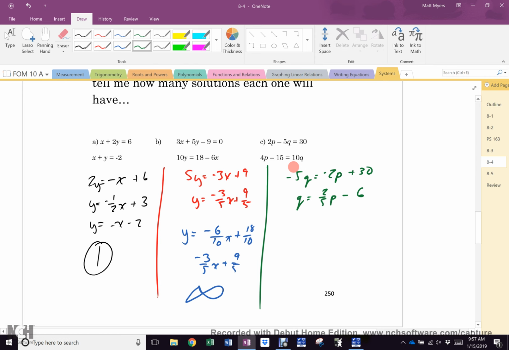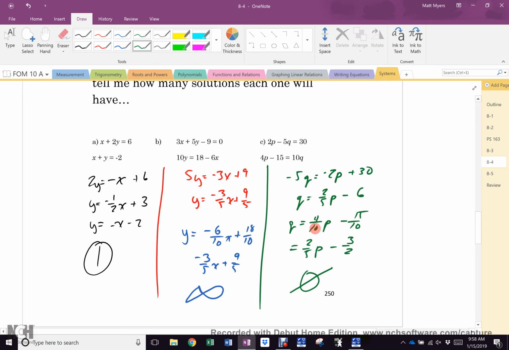So since I isolated Q, I got to isolate Q here. It's already isolated. So Q equals 4/10 P minus 15 over 10, which I then simplify to 2/5 P minus three halves. Two fifths, six, three halves. Same slope, different y-intercept, zero solutions. A very easy thing to check if you have a complicated system, right? If you drop it into slope-intercept form, you see it's got the same slope and a different y-intercept, you know it's not going to have any solution.